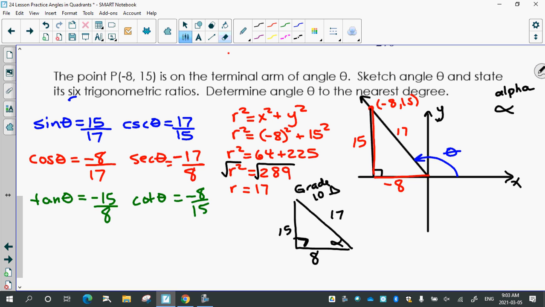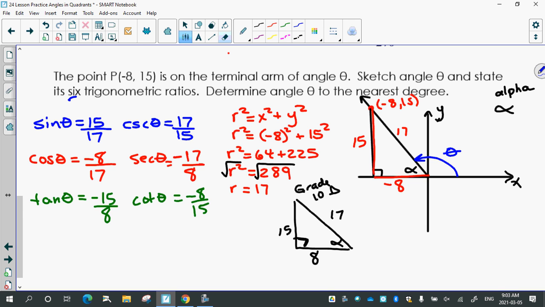Why would it be helpful if we want to know theta to find out this angle here, alpha? Theta and alpha add up to 180, so theta is going to be 180 take away alpha. That's why. So if we know alpha, we can find theta. So that's why we're using our grade 10 triangle.